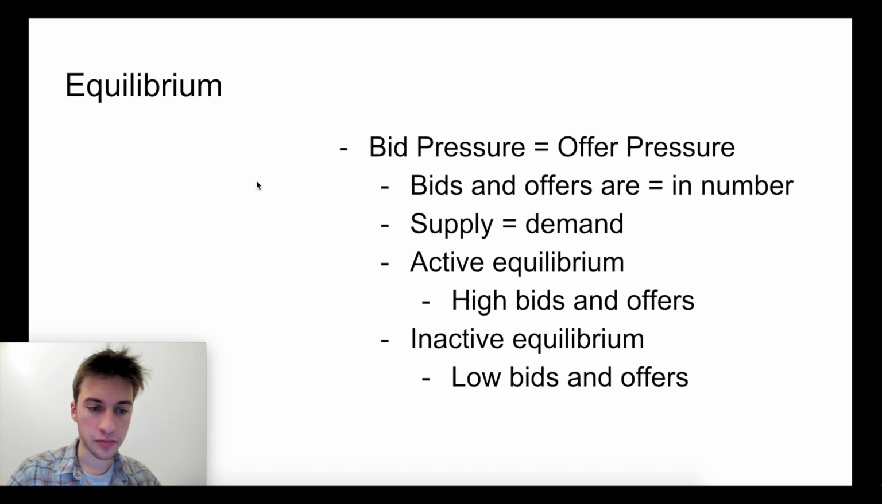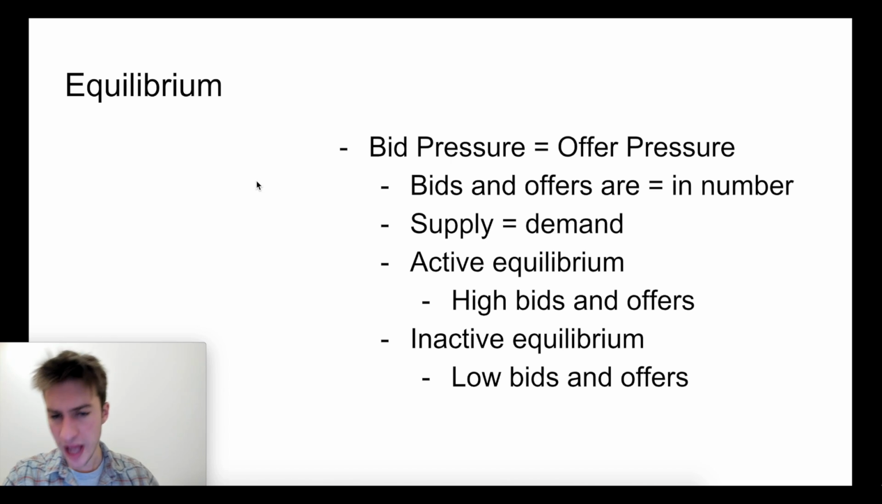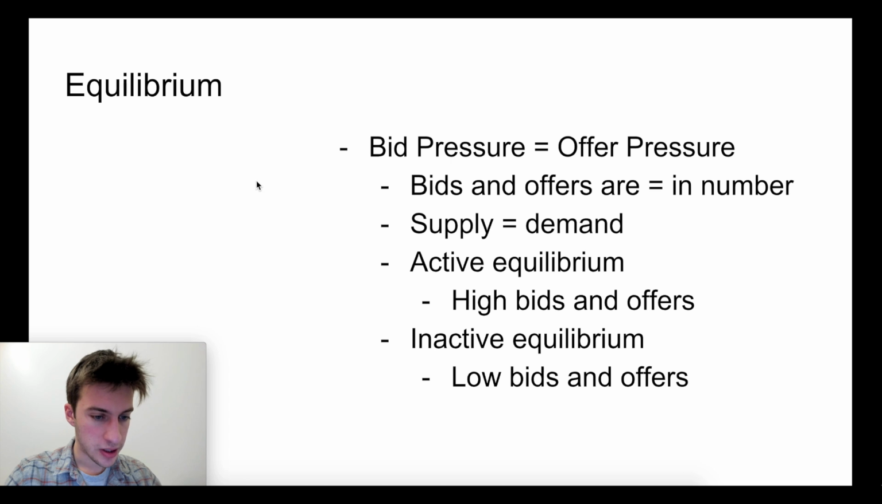You have demand runs where price rises in the short term. You have supply runs where price falls in the short term. But then you have price patterns where just nothing's happening. These are known as equilibrium. And this is when the bidding and the offering pressure is about equal. There's no dominance of many more bids than offers in the very short term.